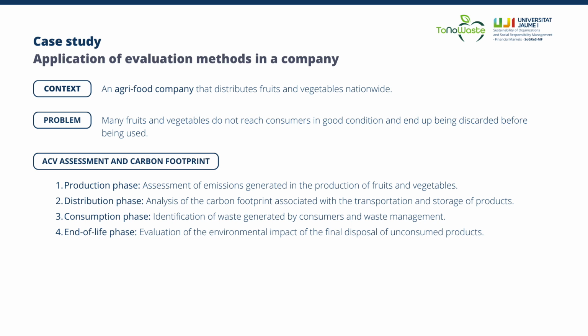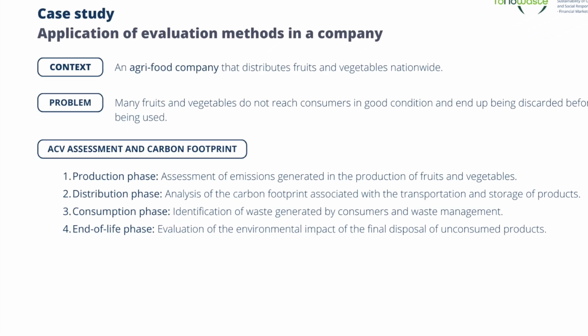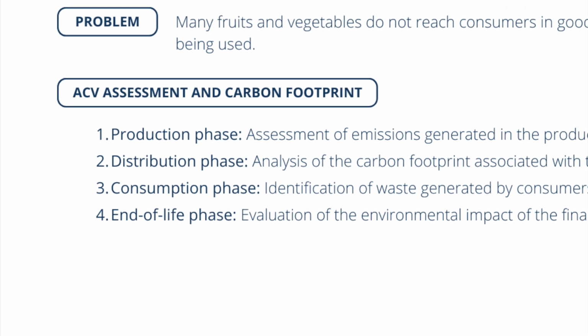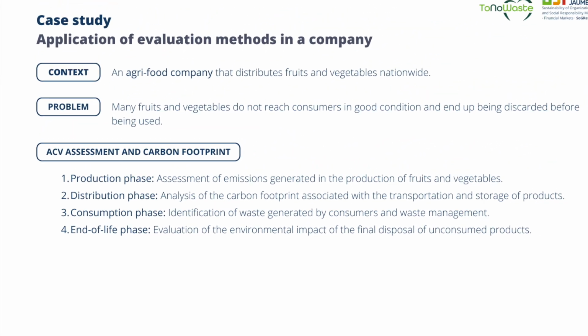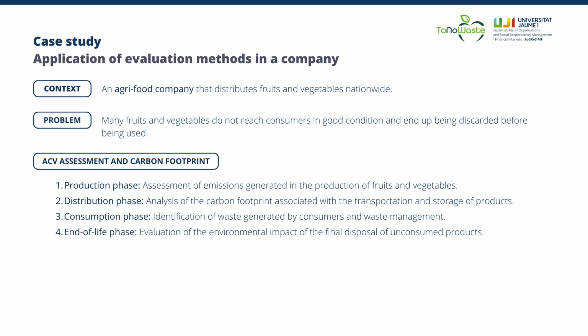Through the evaluation of the life cycle analysis and carbon footprint, we can identify the different phases of the life cycle where the greatest impacts and waste occur, reaching the conclusion that the waste is generated by overproduction, i.e., by fruits and vegetables that are not sold on time and go bad, which is related to storage management.